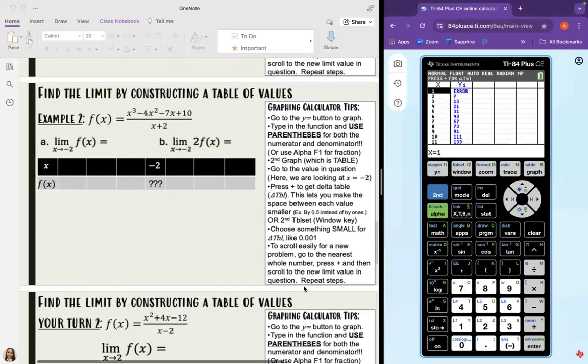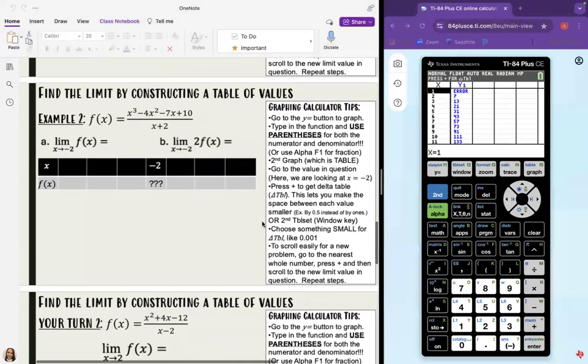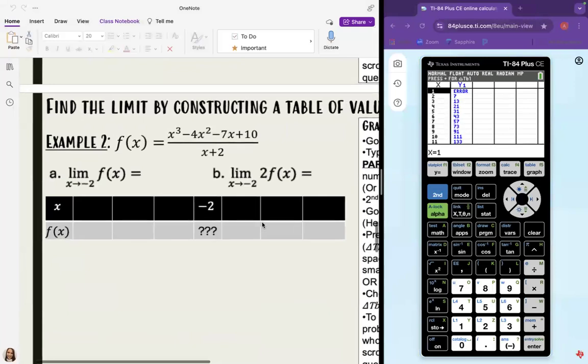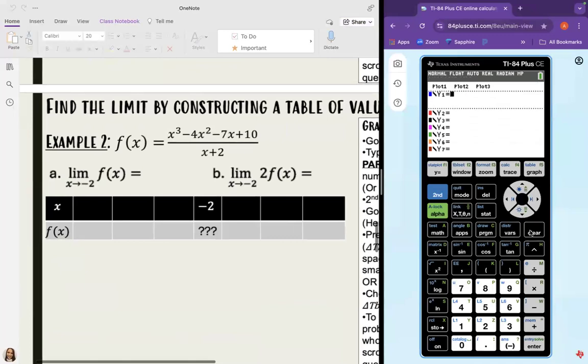All right. Example 2. Let's do this one. Okay, so type in your function, go to the y equals button, clear your function there. You can hit alpha x t theta n key or alpha f1. That's fine. I like the x t theta n. Type it in, x cubed. Get out of the power with the arrow key, minus 4x squared, minus 7x, plus 10, all over x plus 2.